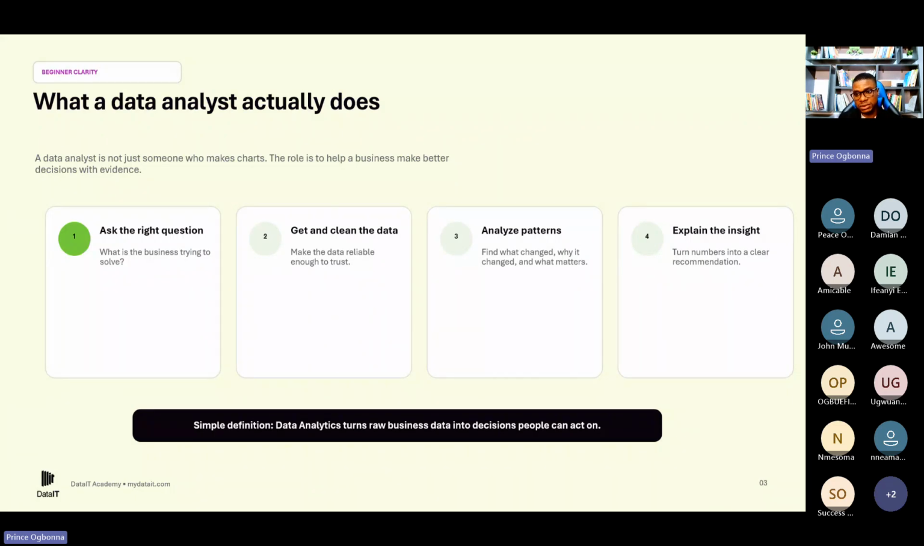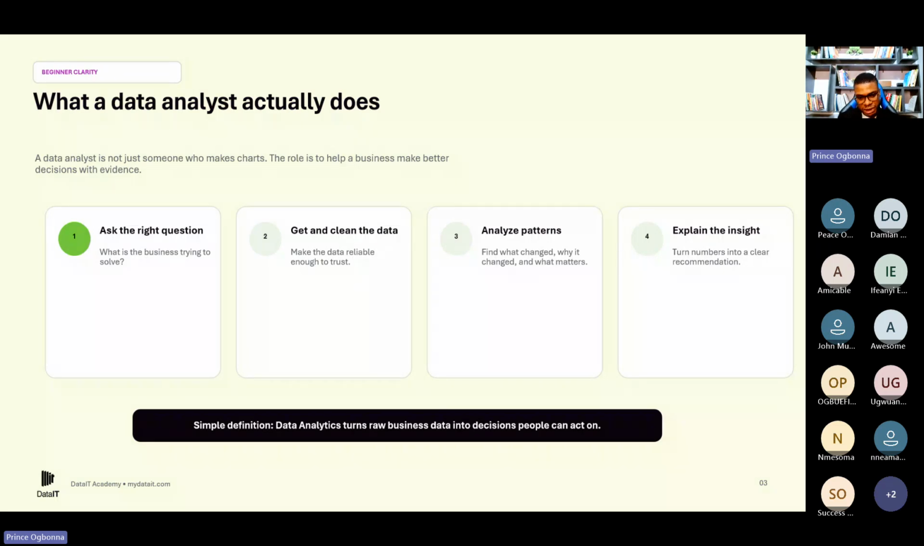Then explain the insight. Okay, the company wants to understand the ordering behavior of your customers. It could be that customers in Lagos are ordering more than customers in Ibadan. So that's an insight. And then you give the margin of how much more they are ordering by. So that is basically that.